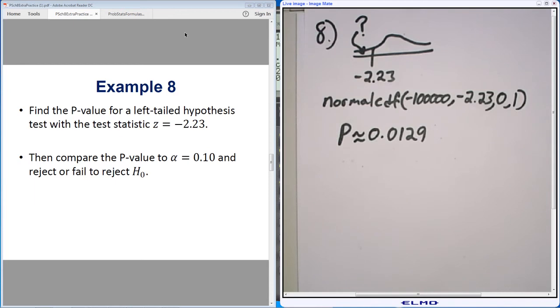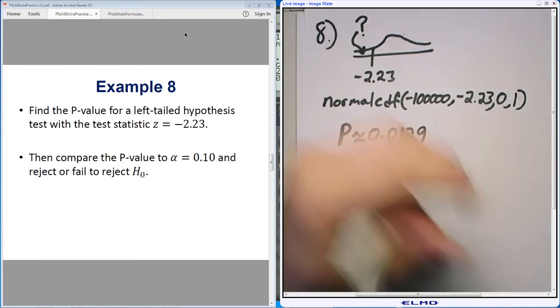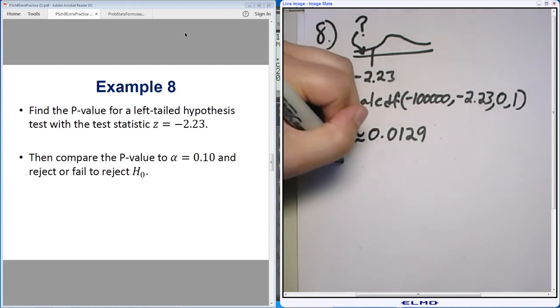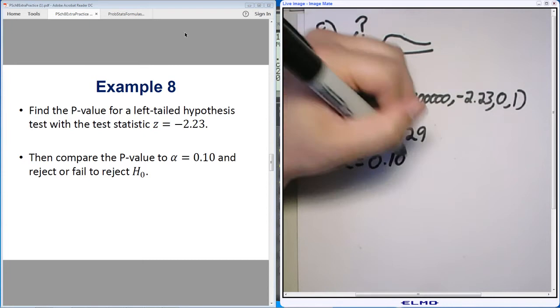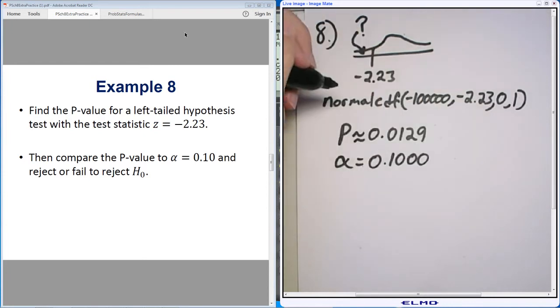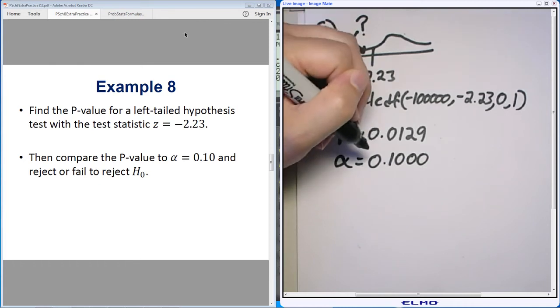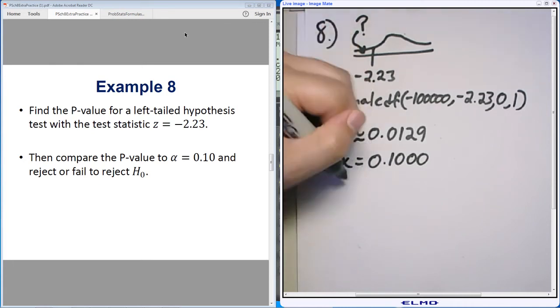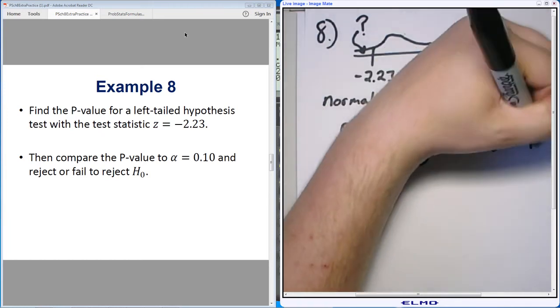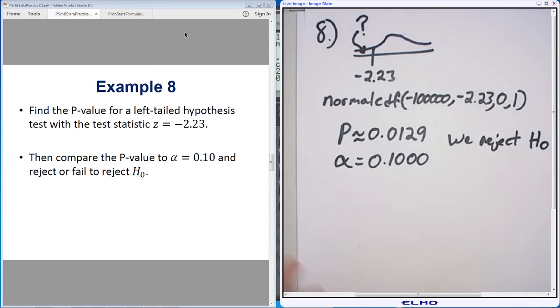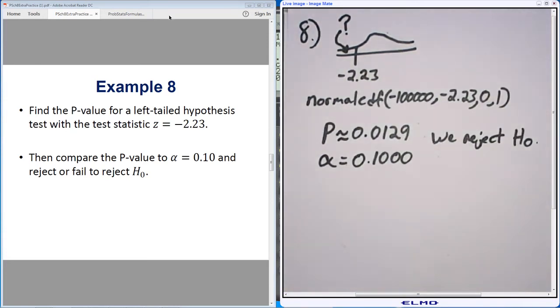The next part of the problem says compare the p-value to alpha at 10%. So let's say alpha is 0.10. And you can put extra zeros on there if it helps you. Then either reject or fail to reject the null. Well, in our case, alpha is bigger, so we reject H sub 0, or the null hypothesis. That's number 8.